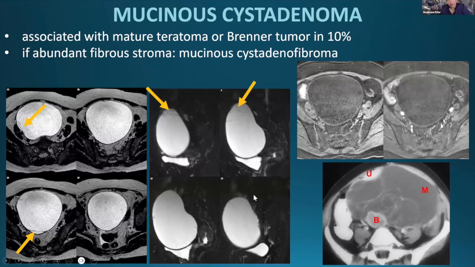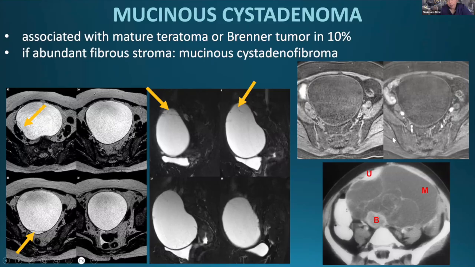Let's talk a little bit about the three main subtypes. Mucinous cystadenoma can be associated in 10% of cases with mature teratoma or Brenner tumor. And sometimes these lesions can have abundant fibrous stroma, and then they're called mucinous cystadenofibromas. So here's an example from our practice. These are axial T2-weighted images showing a large T2 hyperintense mass within the adnexa. You can see that it has thin septations, some of which are incomplete. On this sagittal fat-suppressed T2-weighted image, you can see again a really large T2 hyperintense lesion with thin septations.